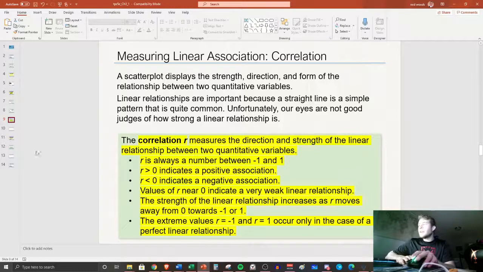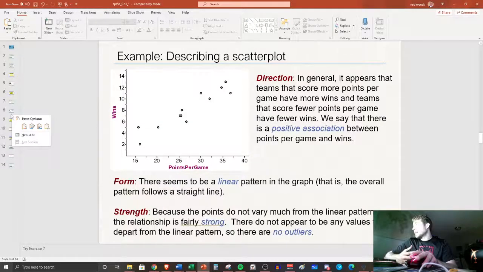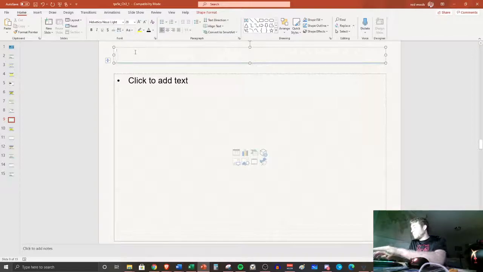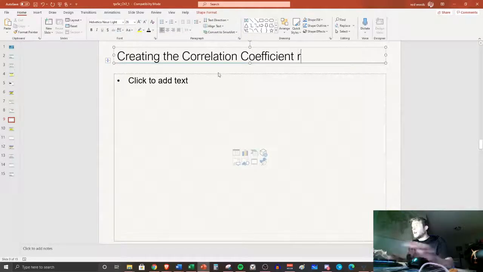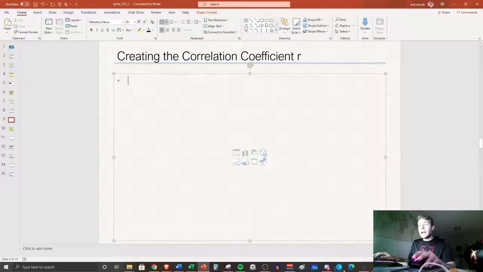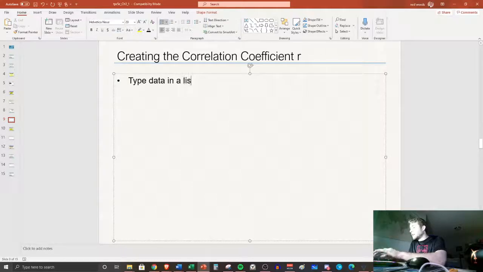Before we write this, let's just go ahead and talk about how to find it. Okay, I feel like it's going to be better for us to create one and then come back to these bullet points. I kind of like that a lot better. So let me make a new slide here. Creating the correlation coefficient R. All right, so once you've got your data in a scatter plot here, so first thing we want to do is type data in a list spreadsheet. Boom, done. Right, we've got that.